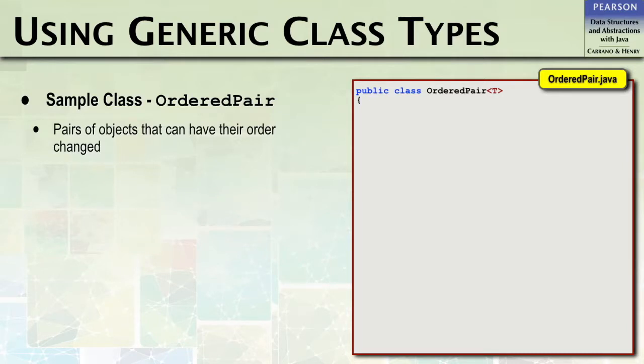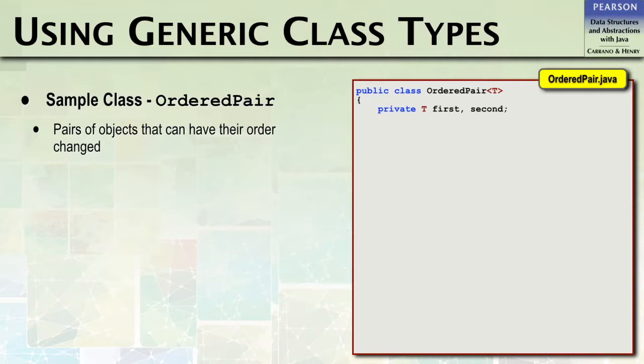First, we have the class ordered pair. It'll be a generic type class that holds pairs of objects that can have their orders changed. When we define our class, it's not important to us what types of objects the client will want to store and change the order of. The client can decide that when they instantiate our class. We want to provide code that will allow them to set the two objects that will be stored in our class, and then another method that will change the order of those two objects.